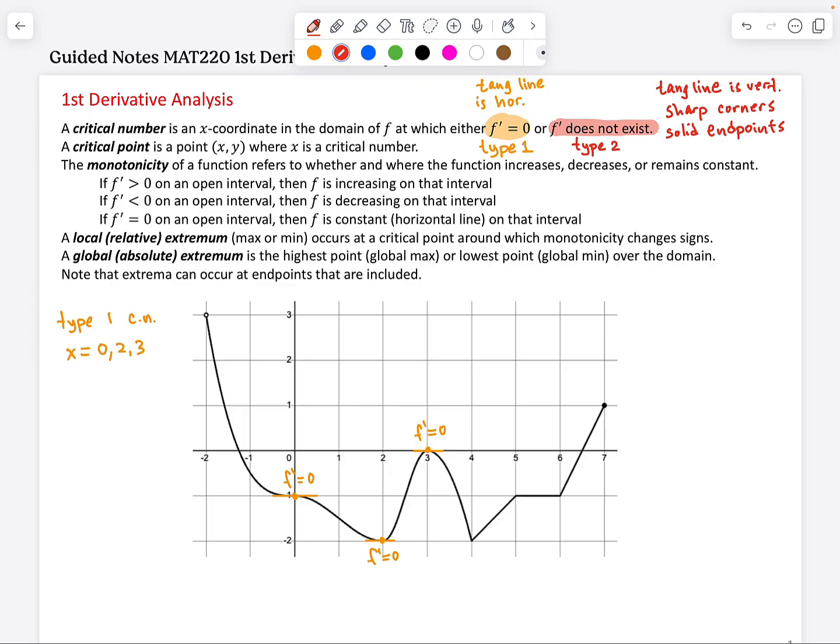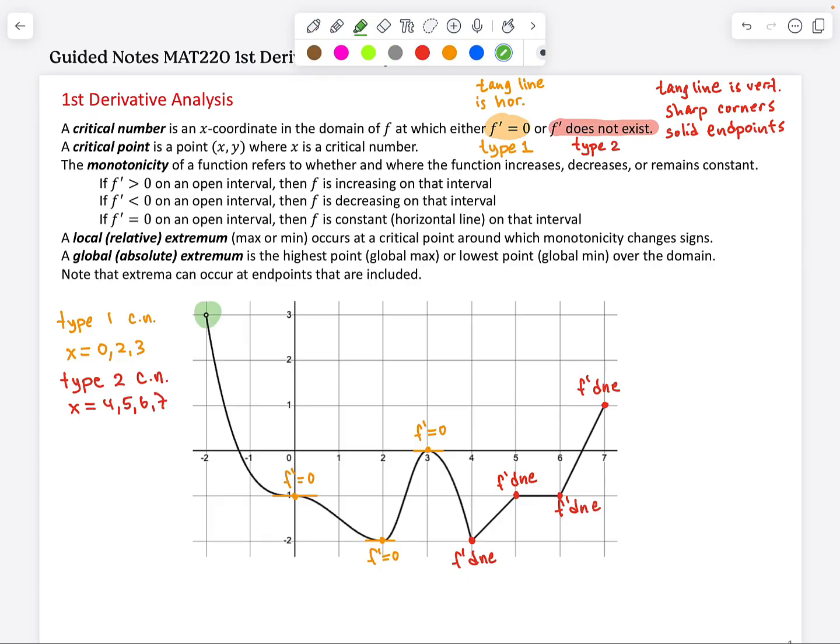Now for type 2, I see 3 sharp corners. A tangent line cannot be drawn at a sharp corner, and I see 1 endpoint that is solid. For the purposes of our class, we will say that the derivative does not exist at a solid endpoint, nor at a hollow endpoint for that matter. So this gives me 4 more critical numbers of type 2. Focusing on the x-coordinates, it would be 4, 5, 6, and 7.